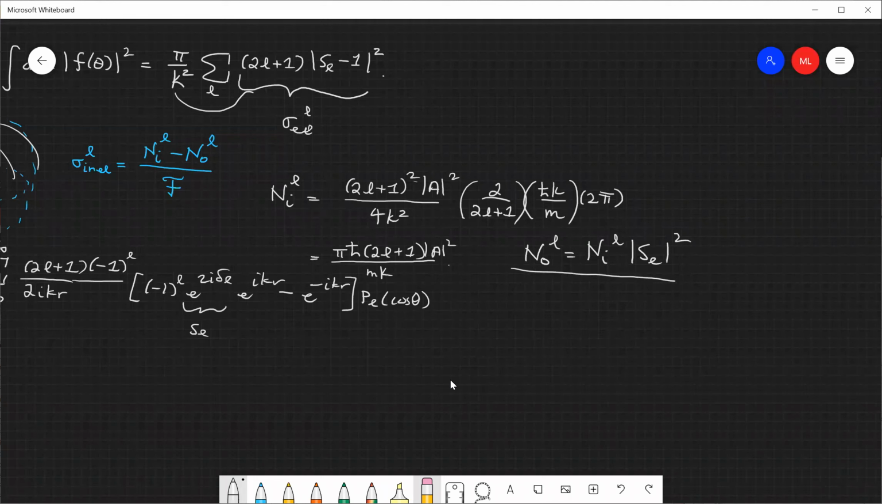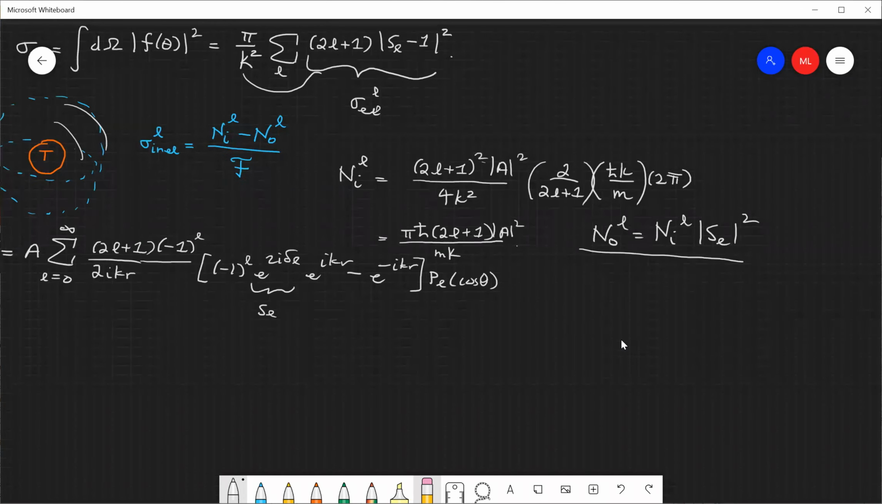And this kind of makes sense, right? Because for elastic scattering, S sub l is just a phase factor, so its magnitude squared is always 1. And for elastic scattering, the number of things that come in equals the number of things that come out. That makes perfect sense, because in elastic scattering, you should conserve the flux of particles. Everything that comes in just comes out as a free particle.